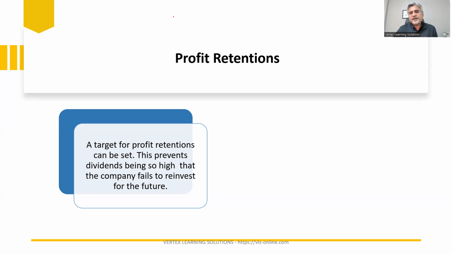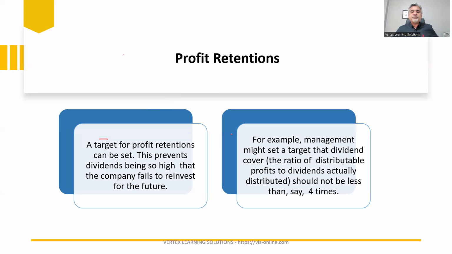A target for profit retention can be set. So companies set the target, okay, 75% we will retain, which means 25% we will distribute, or 70% we will retain, which means 30% we will distribute. For example, management might set a target that dividend cover, the ratio of distributable profits to dividends actually distributed, should not be less than, say, 4 times. 4 times means 25%, okay?